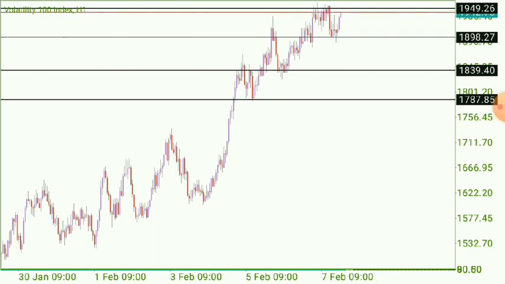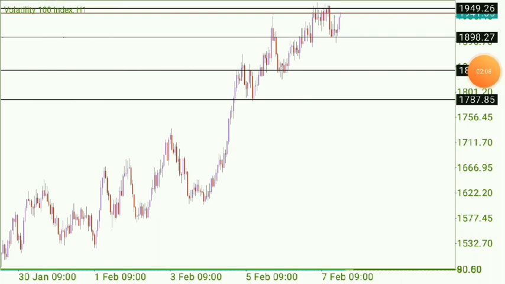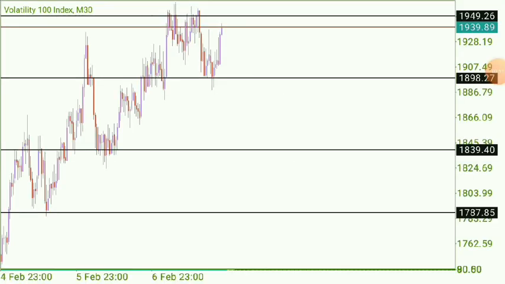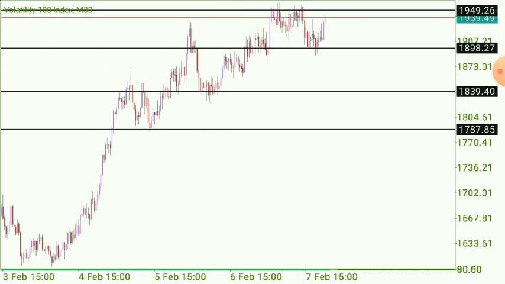Okay, this is another support level. Okay, all right, so let's go to the 30 minutes time frame and see what's happening again. Okay, so it's a clear view.